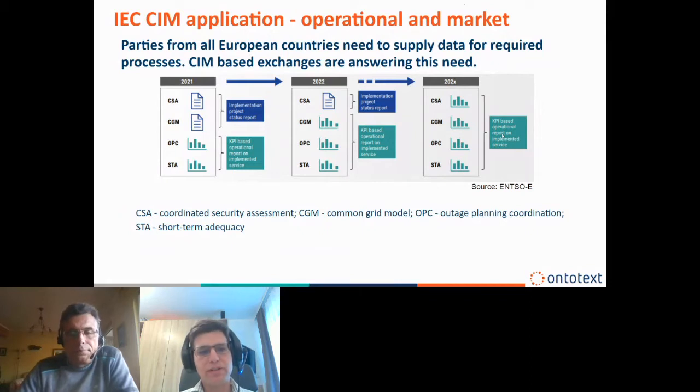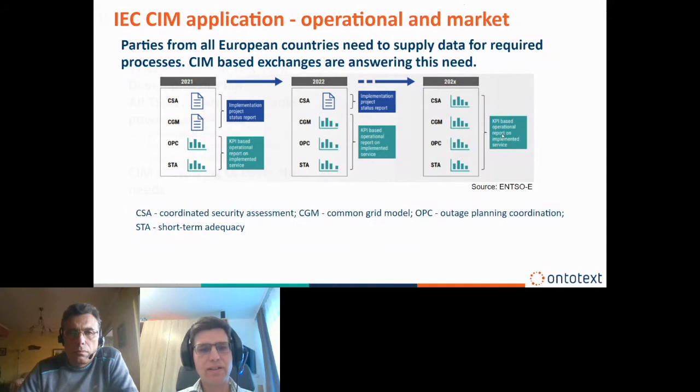These processes also interact with each other because, for example, the CGM, the common grid model, is something that all the utilities, the transmission system operators, contribute their data to. And these artifacts, the models that they produce, are then used in the coordinated security assessment. You see there are strict deadlines, and you monitor the implementation, but everything comes as a business requirement, as a regulation from the European Union.